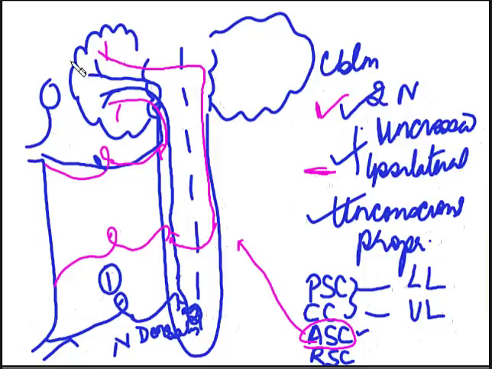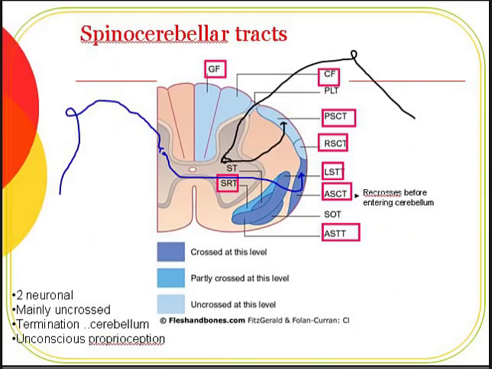So now let's look at what I'm trying to show in the PowerPoint slide. Here you can see that I've said it's two neuronal, mainly uncrossed. Its termination is in the cerebellum and it's unconscious proprioception. So let's look at how the posterior spinocerebellar is formed. The fibers begin in the lower limb, with the first order cell body in the dorsal root ganglion. It comes here and synapses at this point, and this area here is the nucleus dorsalis, also called the dorsal nucleus. The second order neurons begin here, pass out and travel in this posterior spinocerebellar.